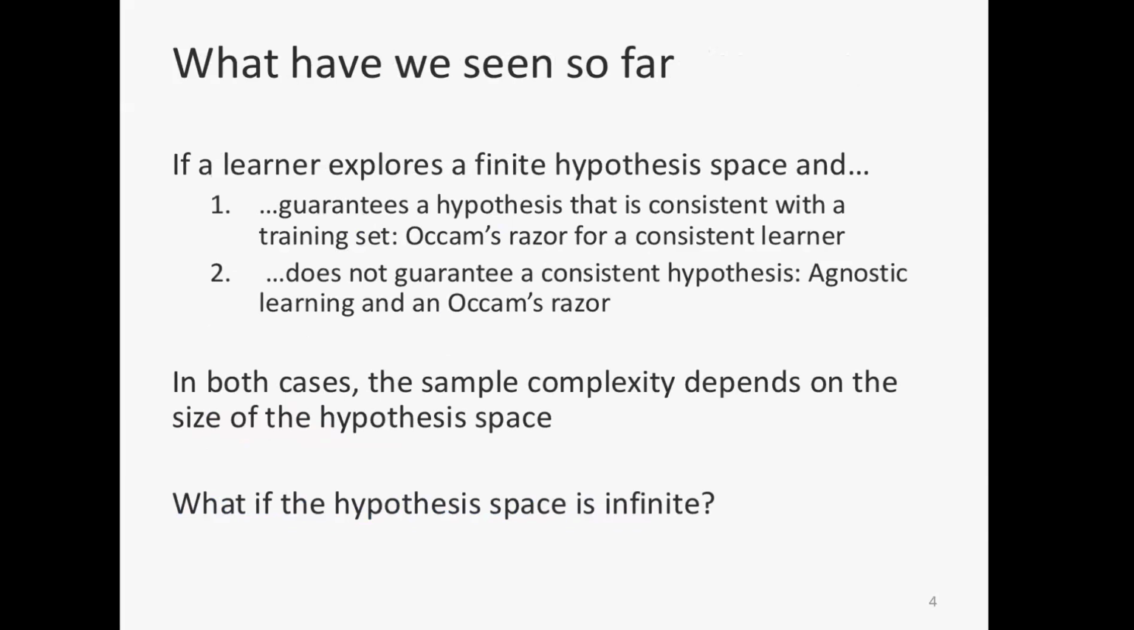You also have a similar guarantee for the case where your learner does not produce a consistent hypothesis. The important point is that in both cases, the complexity of learning, or the sample complexity, is something that I keep talking about. Sample complexity is simply the number of training examples that your learner needs to be able to successfully learn. The sample complexity depends on the size of the hypothesis space. The reason the size of the hypothesis space makes sense is because we are working with a finite hypothesis space. If you have a finite number of functions, we can at least hope to count it.